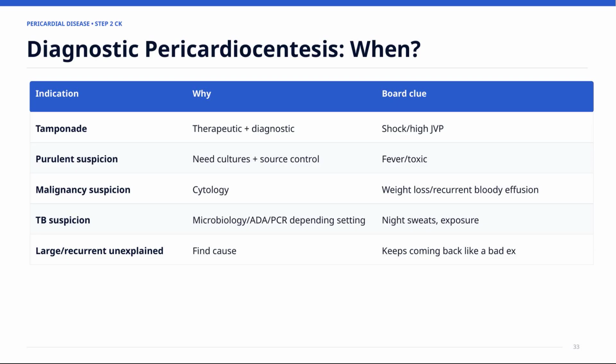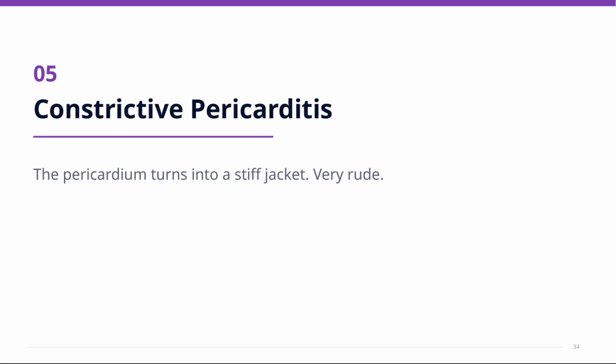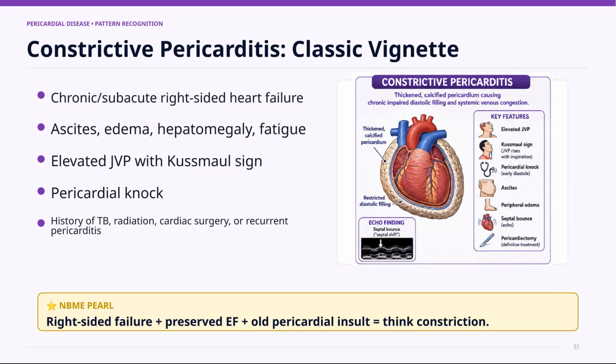Chapter 5. Constrictive pericarditis. The pericardium turns into a stiff jacket. Very rude. Classic vignette: chronic or subacute right-sided heart failure. Ascites, edema, hepatomegaly, fatigue. Elevated JVP with a Kussmaul sign, meaning it actually rises with inspiration. A pericardial knock on exam, and a history of TB, radiation, cardiac surgery, or recurrent pericarditis in the background.